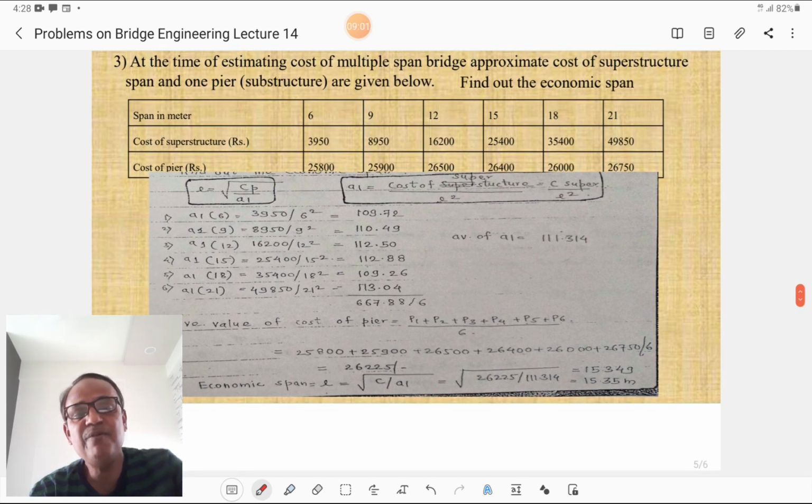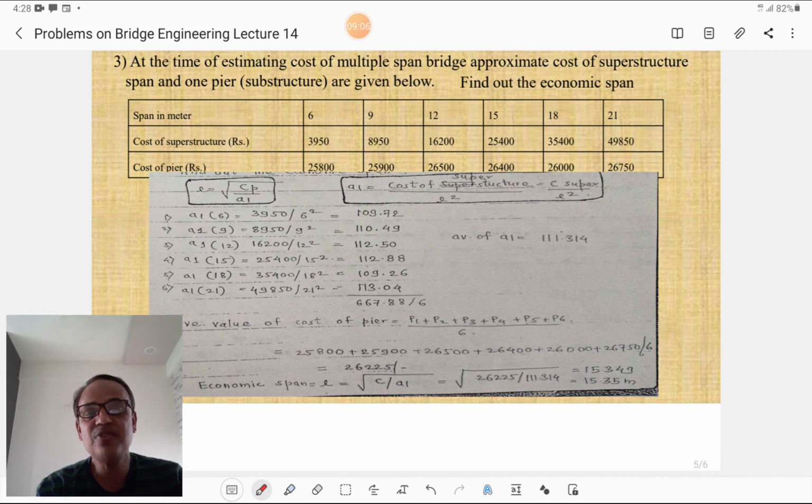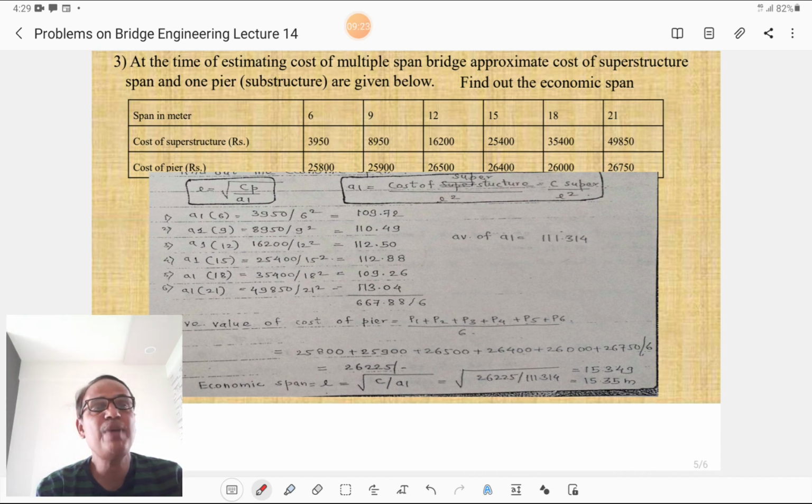Then the third type of problem, which is famous in MPSC, means previously when descriptive examinations were there, but now in some multiple choice questions also some analytical problems might be there, and you must know how to calculate the economic span of bridge. The problem is like that: at the time of estimating cost of multiple span bridge, approximate cost of superstructure span and one pier are given below, and find out the economic span. Approximate cost of superstructure is given and one pier means substructure is given.